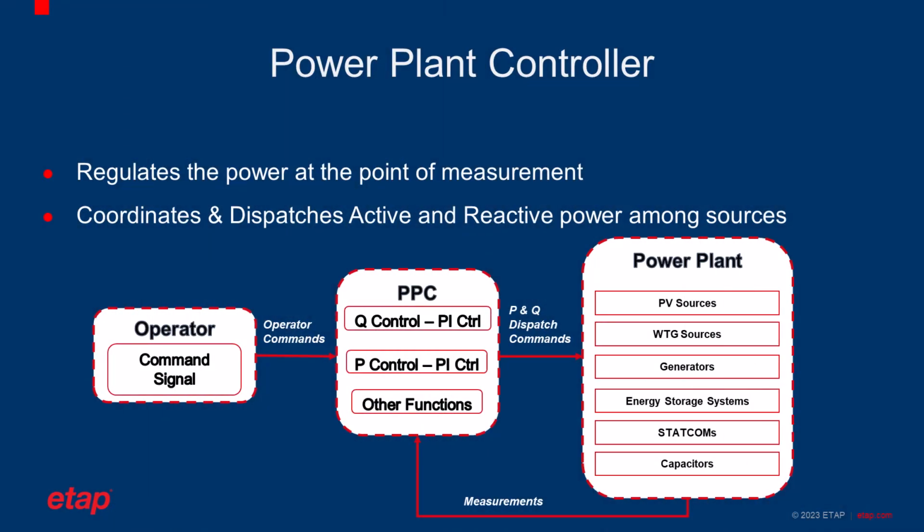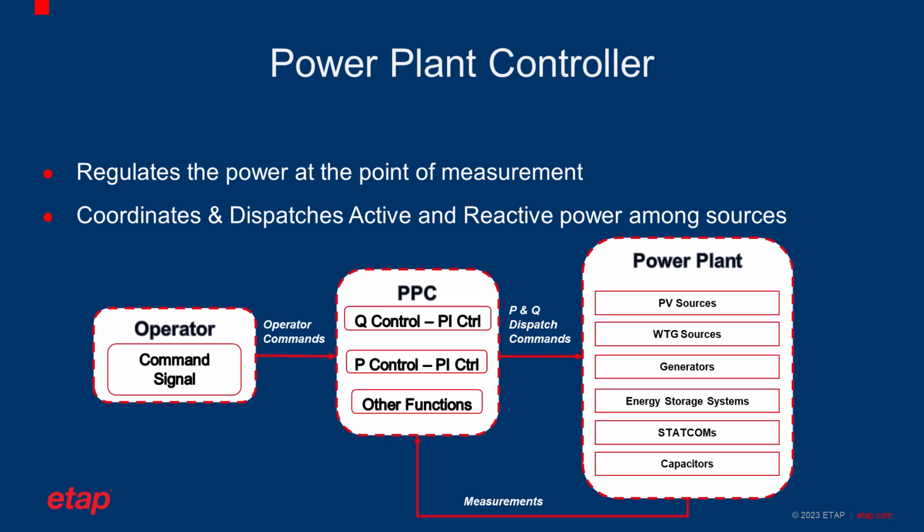First, let's talk about the power plant controller and its role in a power plant. Typically, the power plant controller is a master controller that is designed to dispatch the generating units. The objective of PPC is to regulate the active and reactive power at the point of interconnection, generally based on the commands coming from the operator of the plant or system.